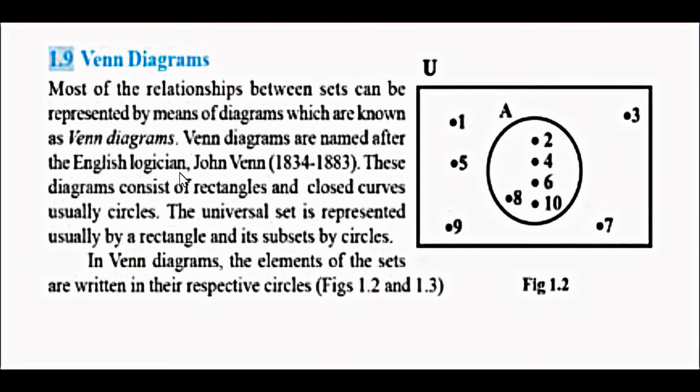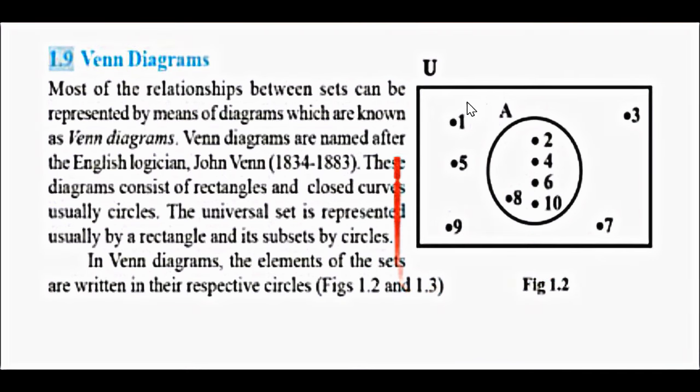Venn diagrams are the pictorial representation where you can easily visualize the relationship between different sets. The Venn diagram is named after the English logician John Venn, who was dealing with logic. These diagrams consist of a rectangle, as you can observe here, and circles, or closed curves.